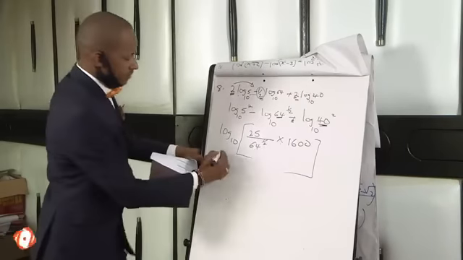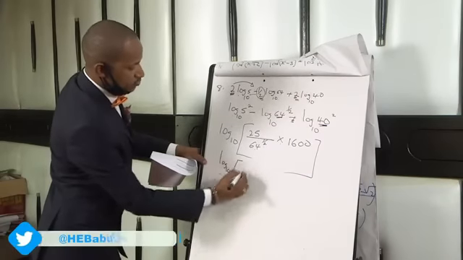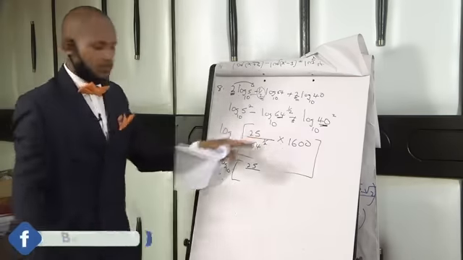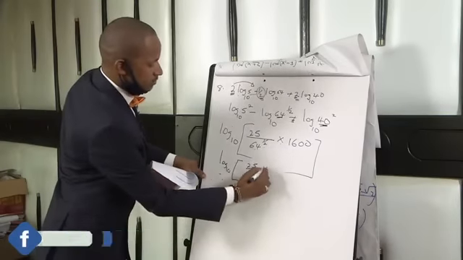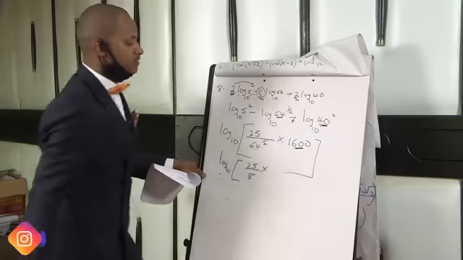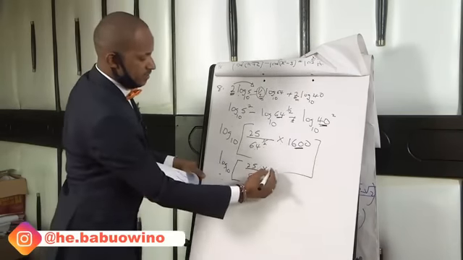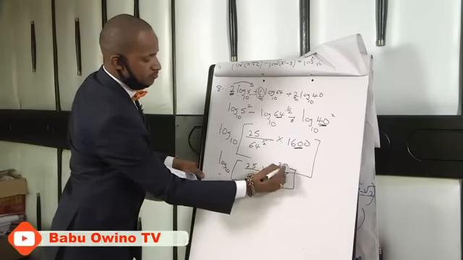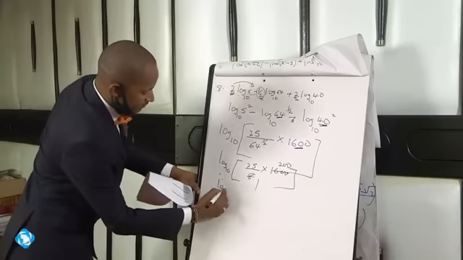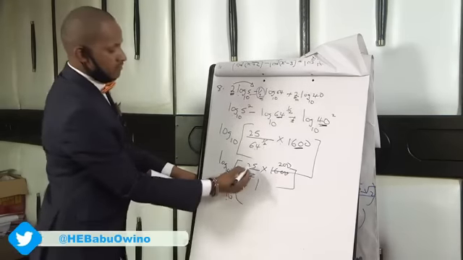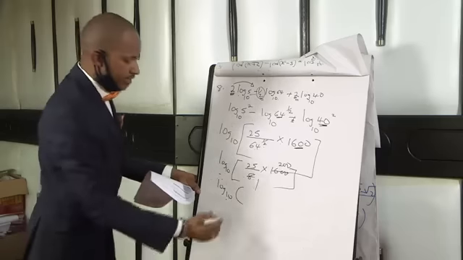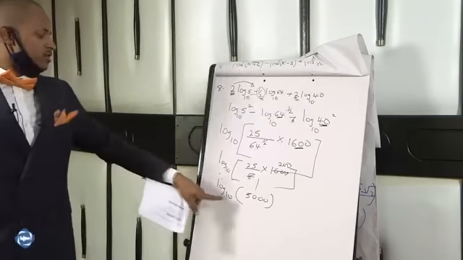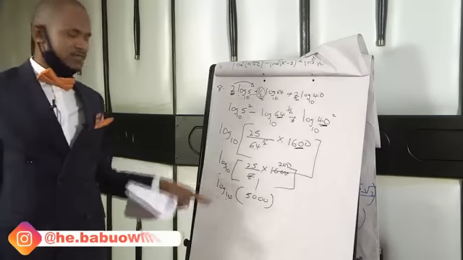Therefore, this becomes log to base 10 of 25 divided by the square root of 64, which is 8, times 1600. So 8 here once, 8 here 200. So here we have log to base 10 of 25 times 200, which is 5000. So we have log 5000 to base 10. We can further simplify this.